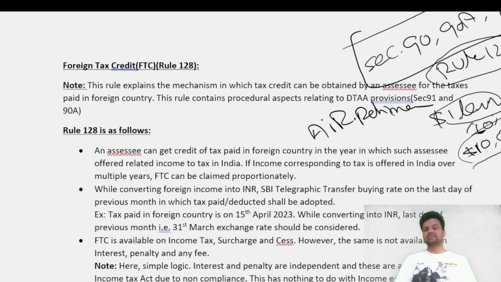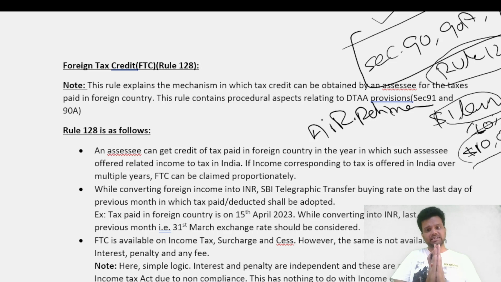The provision is covered under Sections 90 and 91, that is the DTAA chapter. So Rule 128 is nothing but an extension of the DTAA chapter. It is not different from the DTAA chapter. Rule 128 is as follows. Here you can see bullet points. Whatever is there in Rule 128, I have covered in these bullet points.